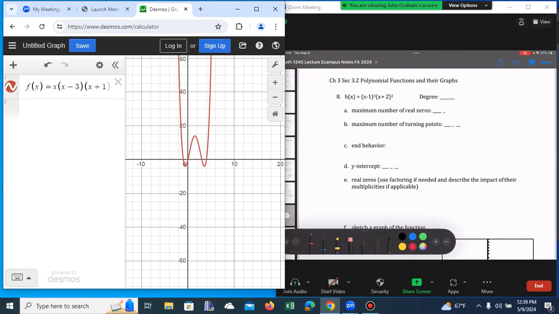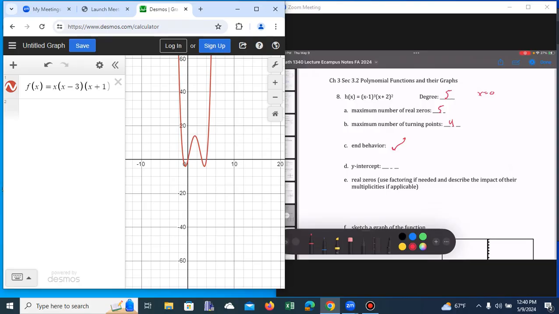So h of x equaling x minus 1 cubed times x plus 2 squared. Okay. We have 5 factors here, so a degree of 5. The real zeros is 5, turning points is 4. Okay. Your leading coefficient is going to be an x to the 5th. So we're going to have an upward snake to it. X-intercept, we can let x equal 0. We'll get negative 1 cubed times 2 squared. Negative 1 to the third is negative 1. 2 squared is 4. We get negative 4.